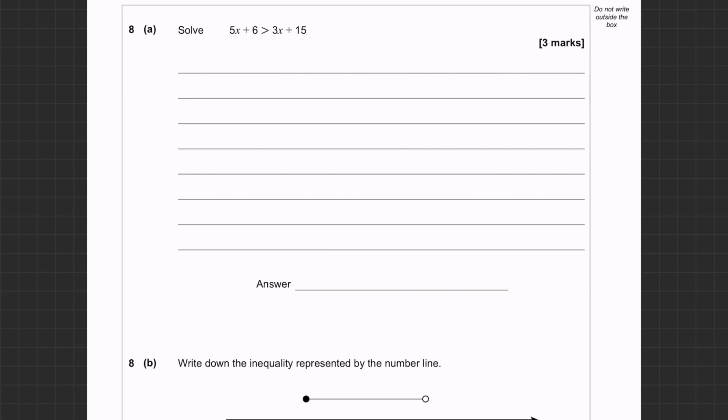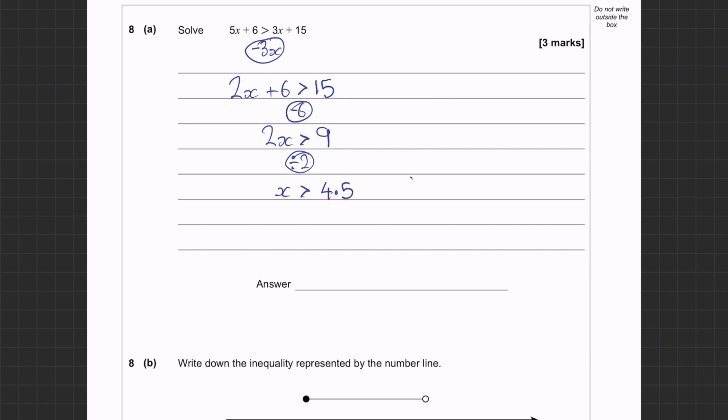Solve this inequality. Well, first step, I'm going to take away 3x from both sides. So we'll have 2x plus 6 is greater than 15. Take away 6 from both sides. So we'll have 2x is greater than 15 take away 6 is 9. And then divide both sides by 2. So we'll leave x on its own. So x is greater than 4.5.